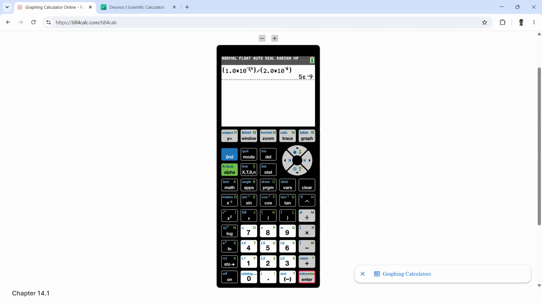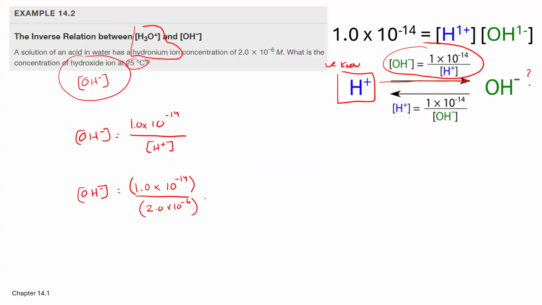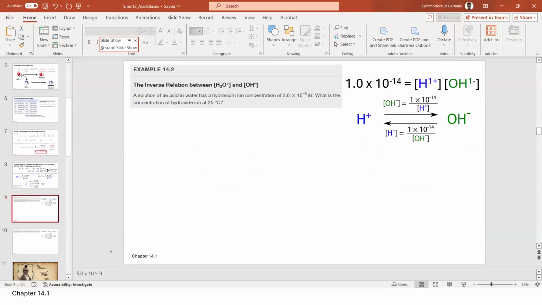All right, so it's 5 times 10 to the negative 9. But we need two significant digits, so 5.0 times 10 to the negative 9. And that is the hydroxide concentration. All right, let's take a look to make sure we did that right. There it is, I wrote it down actually. Cool. All right, looks good.